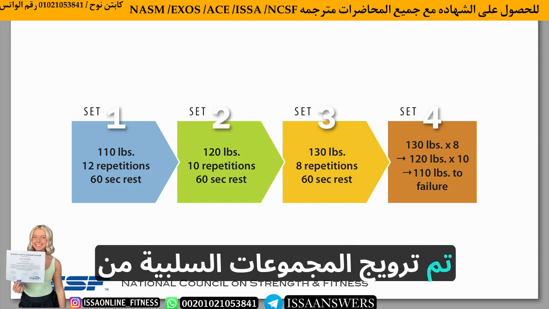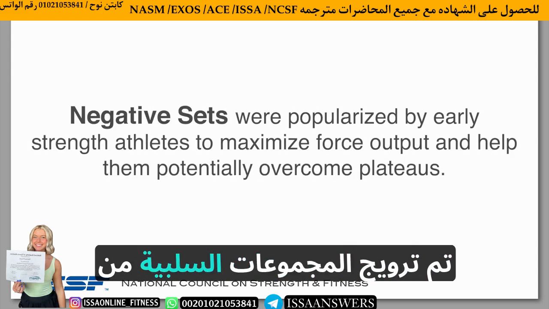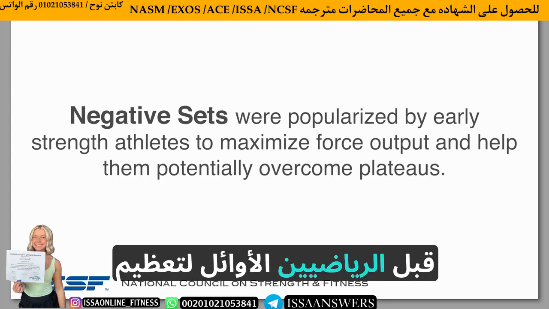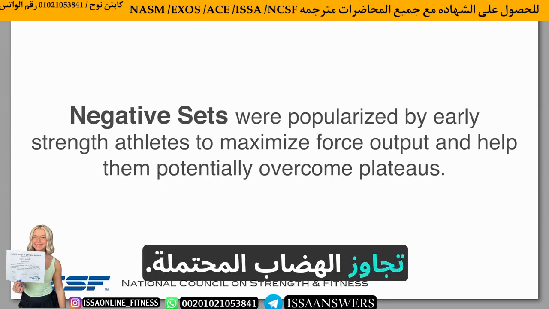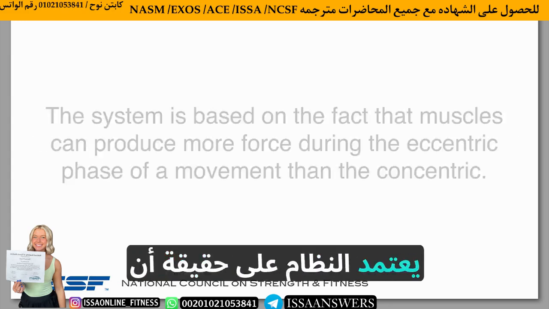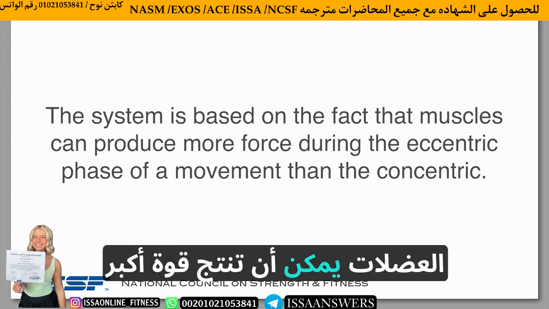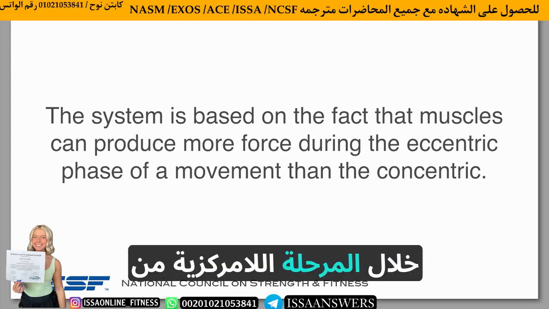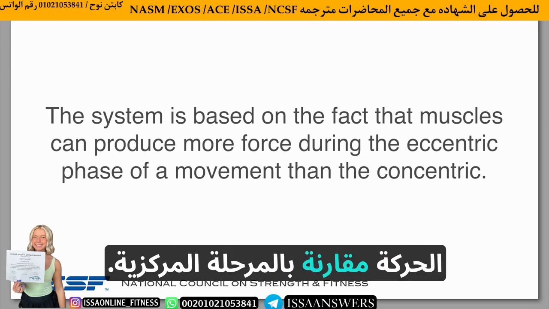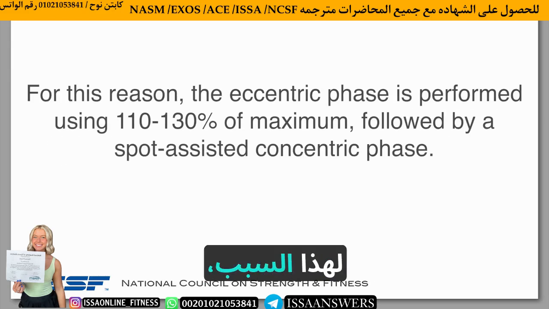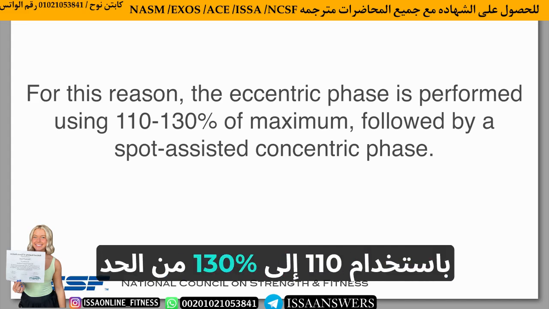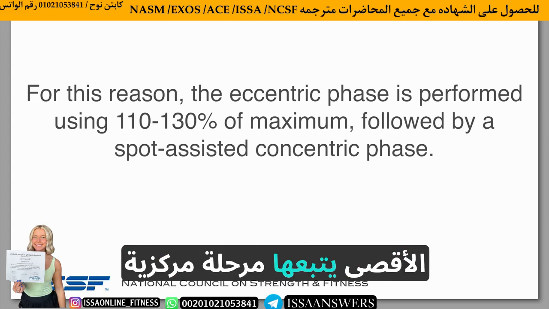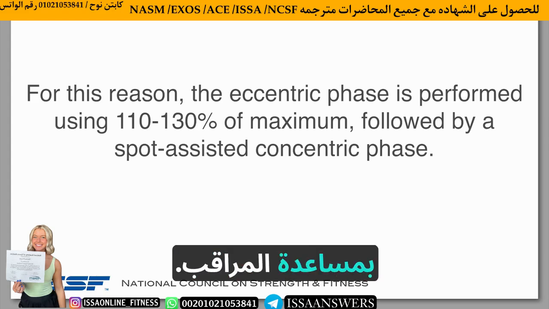maximize the workload performed. Negative sets were popularized by early strength athletes to maximize force output and help them potentially overcome plateaus. The system is based on the fact that muscles can produce more force during the eccentric phase of a movement than the concentric. For this reason, the eccentric phase is performed using 110 to 130% of maximum, followed by a spot-assisted concentric phase.